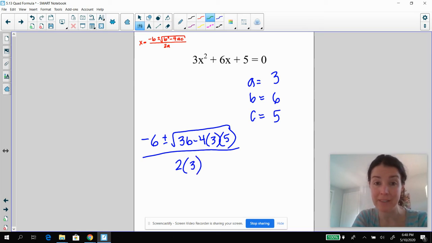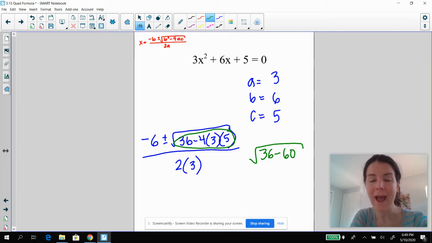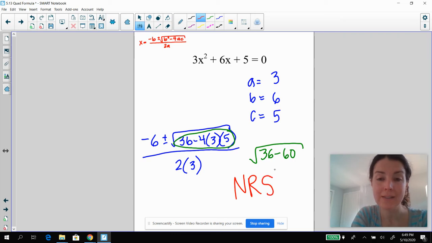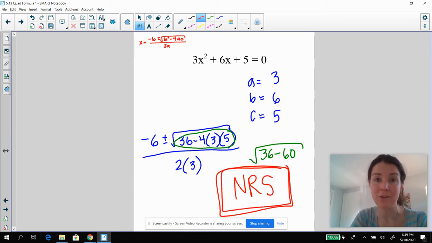Now something funky happens here. Look, underneath my square root, I get 36 minus 4 times 3 is 12, and 12 times 5 is 60. Shoot, what happens underneath my square root here? I wind up getting a negative value. And when that happens, your answer here is going to be NRS, because you got a negative underneath your square root. But remember, you've got to be really, really careful with your signs so that you take those into account, because you're going to wind up with a lot of NRSs when you shouldn't. So just be careful with that.